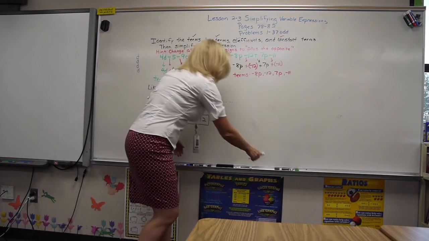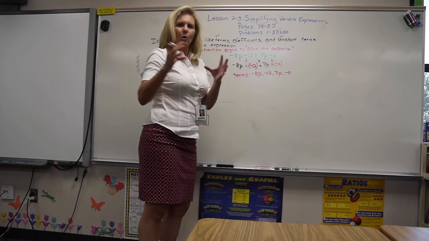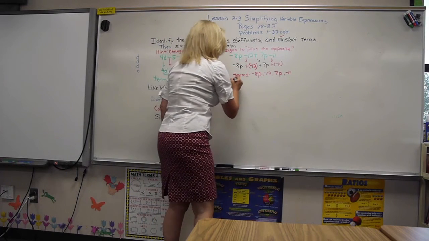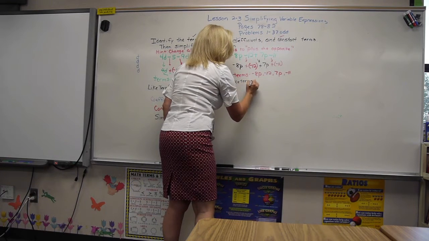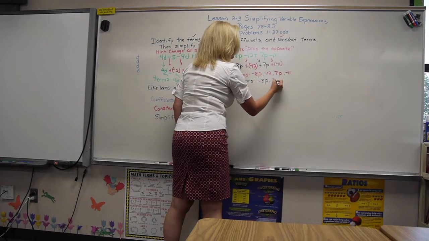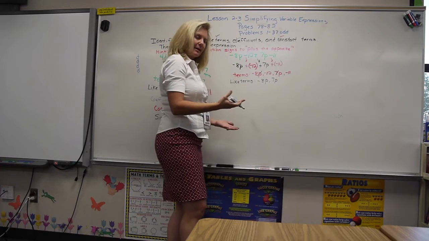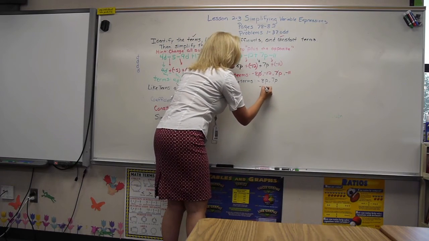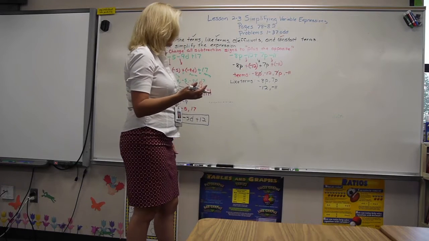My like terms, again, are those things that have all the same variable or all the same constants. So if I look at my like terms, I have -8p and 7p. So I'm pulling these two. Now a different set of like terms would be -12 and -11. So I'll do those on 2 separate lines.